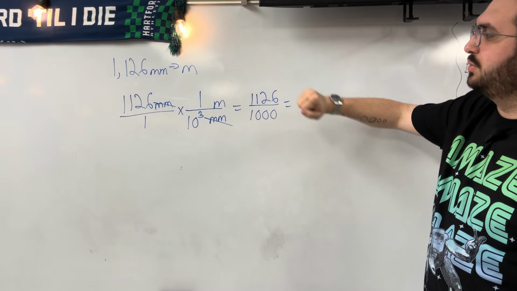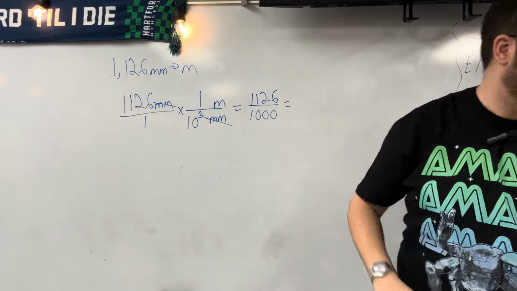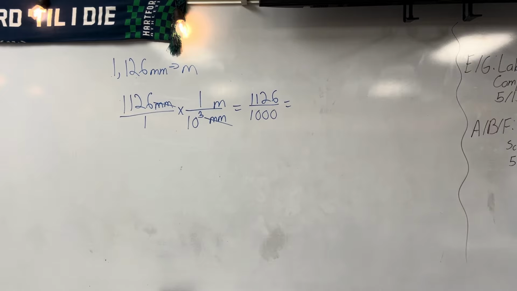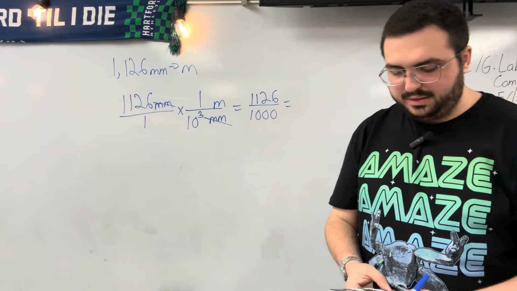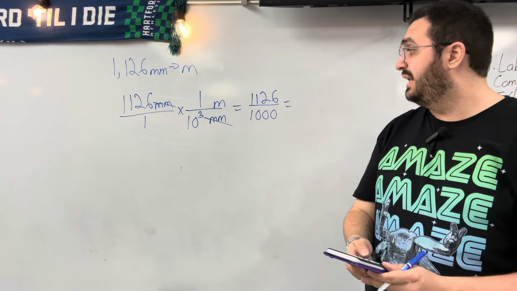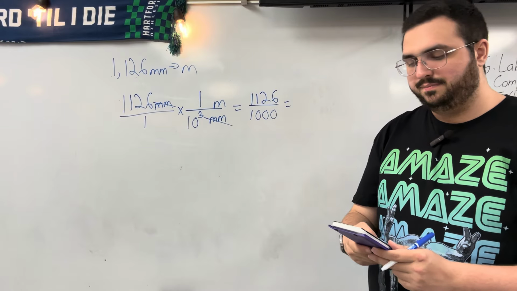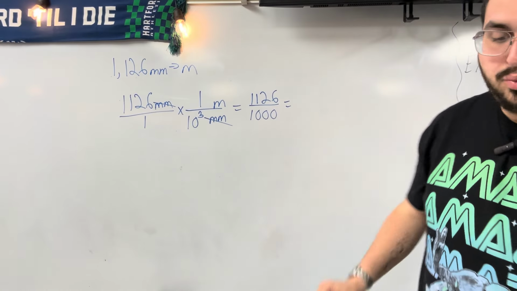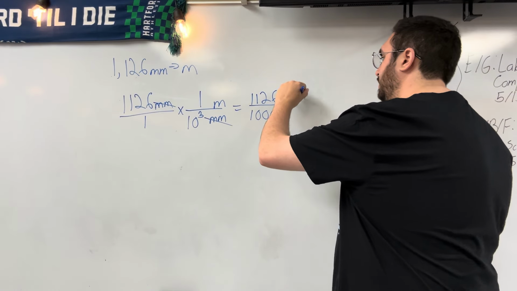I'm going to do 1,126 divided by 1,000. So, I'm going to grab a calculator to do that. My calculator is all the way over here, unfortunately. All right, now that I have a calculator, let's do that math out. 1,126 divided by 1,000. And I get an answer of 1.126.